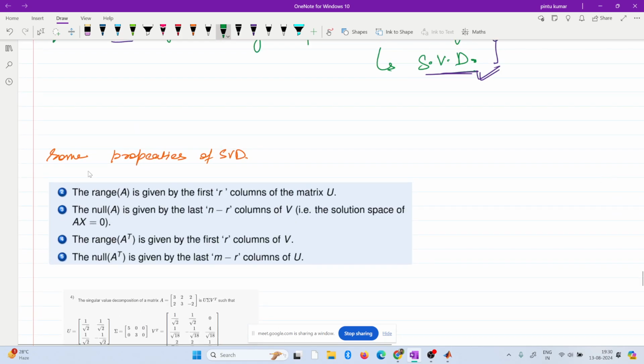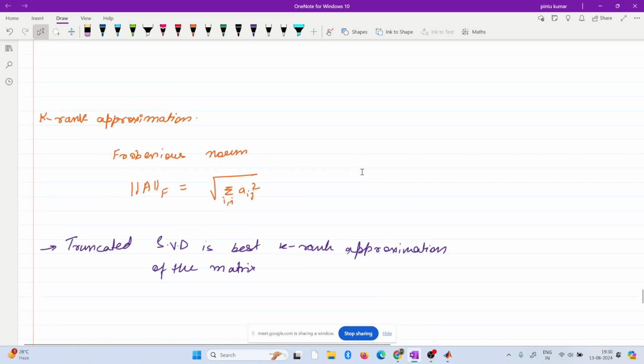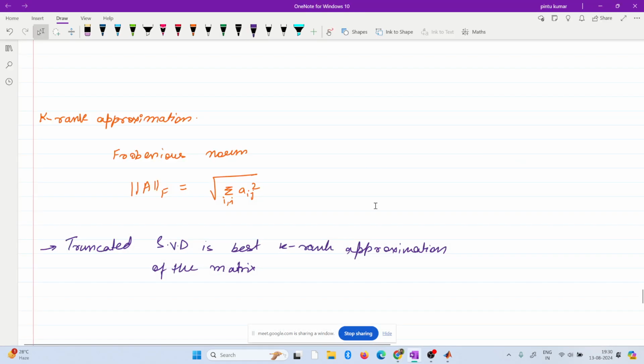Okay, so this question, this is some properties of SVD. I'll come to it after I do why these SVDs are important. Because this I sort of used in my research when I was solving my first problem in my PhD. So that's why I wanted to talk about this first.